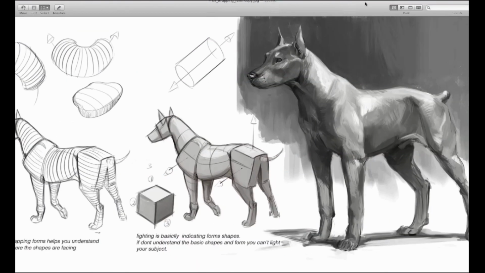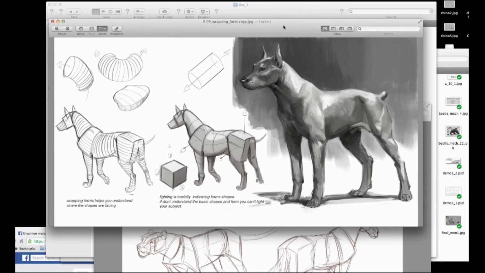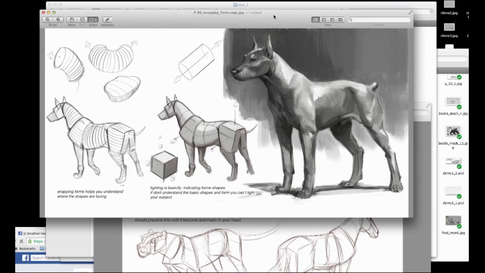Here's just another example of how using these basic shapes allows you to light your subject much more easily. It's so much easier once you know that it's a basic box, once you know it's a basic cylinder. I know, again, bear with me, you probably already know all this, but this is still very important. Having an understanding of basic shape matters, because without understanding basic shape there's no point in trying to light it, because light and shadow basically describe form.